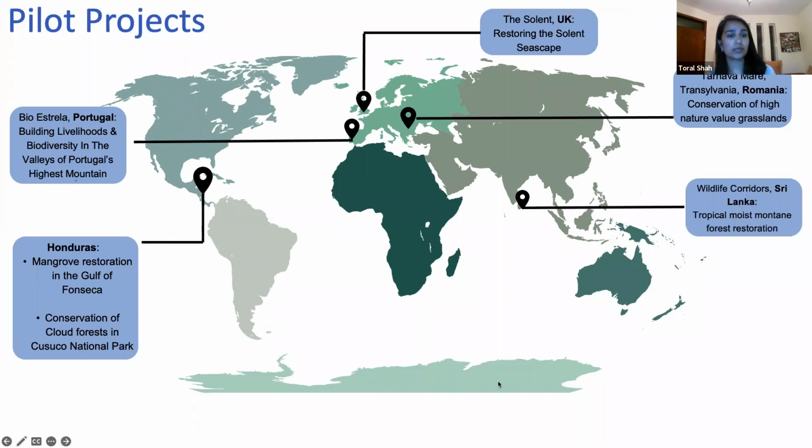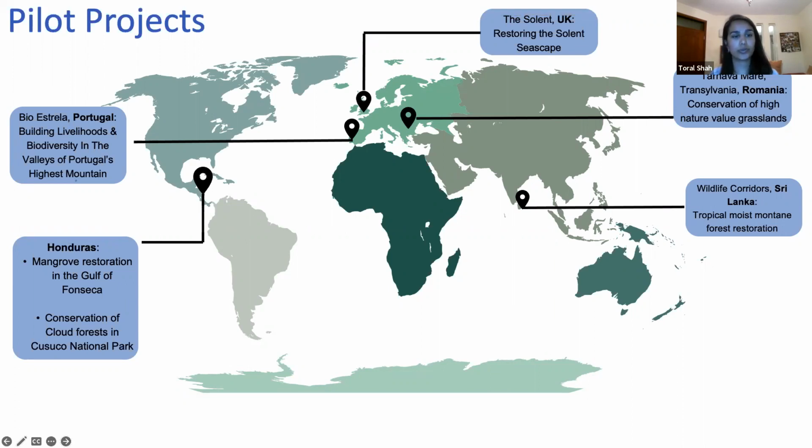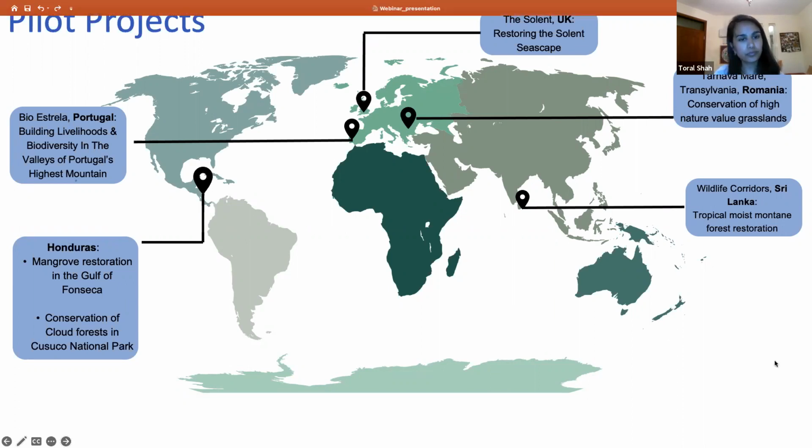Our 6th pilot project is from Sri Lanka, and we're working with this project to aim to restore the wildlife corridors of the Central Highlands, which is a project located in the tropical moist montane forest zone, a region actually regarded as one of the 36 recognized tropical hotspots of the world.